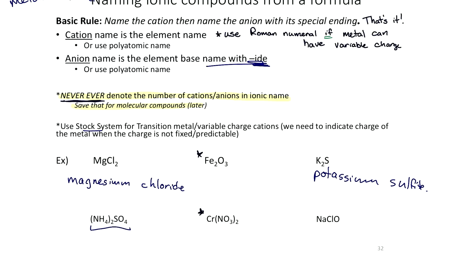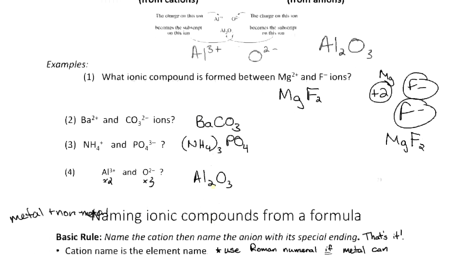Okay, what about this one? The one on the bottom? That is called, what is NH4? Ammonium. So this is ammonium. And then what's the other thing? Sulfate. So notice I didn't put 2 ammoniums. I just said ammonium sulfate. And then the last one that's not starred, NaClO. Sodium, what is that? It's on the previous slide. ClO. This is hypochlorite. Okay, that's it.